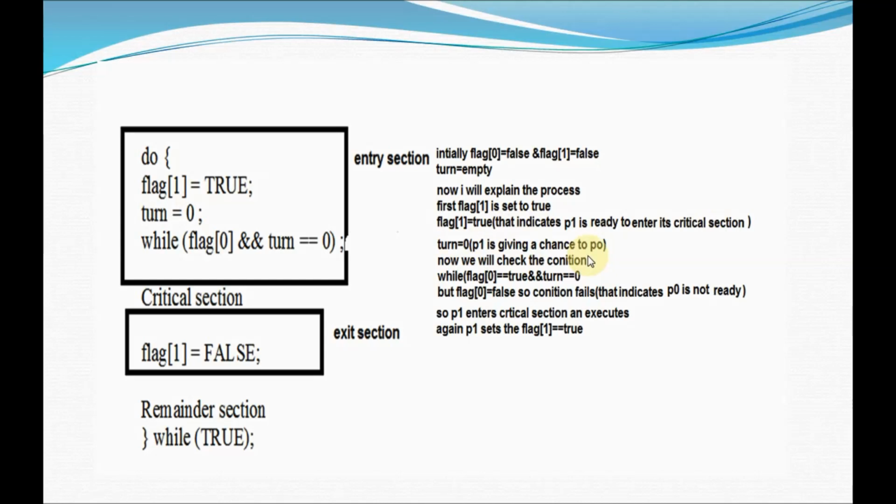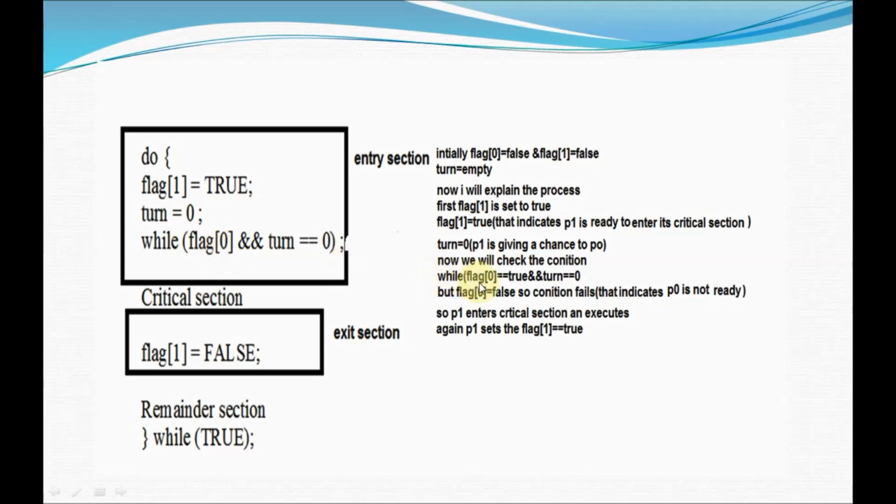So now we will see P1 is giving a chance to P0, right? Now we will see whether P0 is going to the critical section or not. So we will check the condition here. Flag 0, this is the AND condition here, both the conditions should hold. So flag 0 value I have to take. What is the flag 0 value here? False. Flag 0 value is false, and turn value is what? 0.